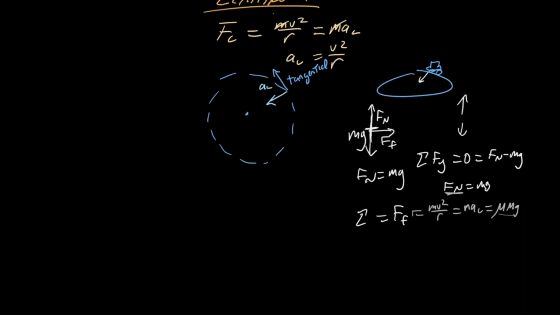It's not just mu fn anymore, it's also mu mg as well. So now we can use these two and put them together. We can say that mv squared over r is equal to mu mg, cancel our m's. We're going to get that v is equal to the root of g r mu.